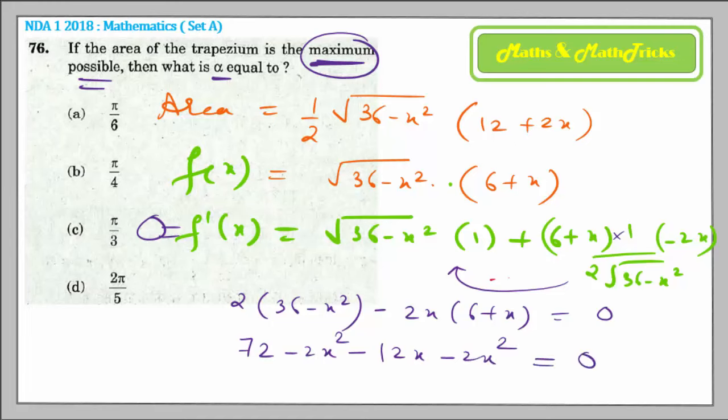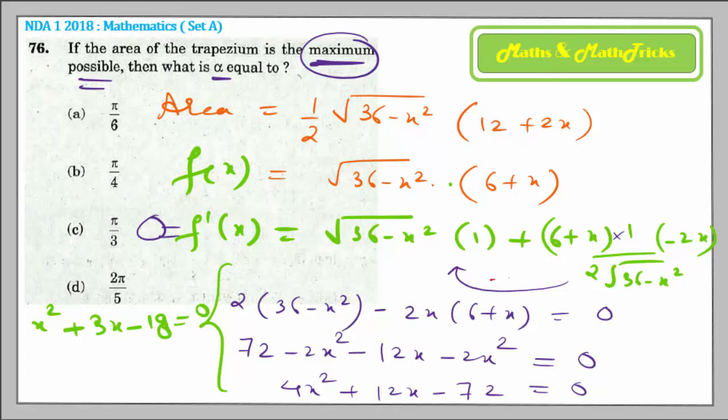So I am basically getting that quadratic equation. Taking the minus out, 4x square plus 12x minus 72 is equal to 0. I can reduce the numbers. Divided by 4, what do you get? You will get the equation x square plus 3x minus 18 equal to 0.